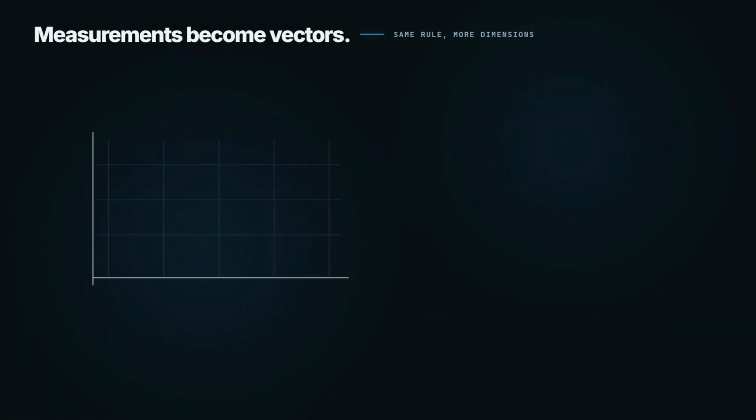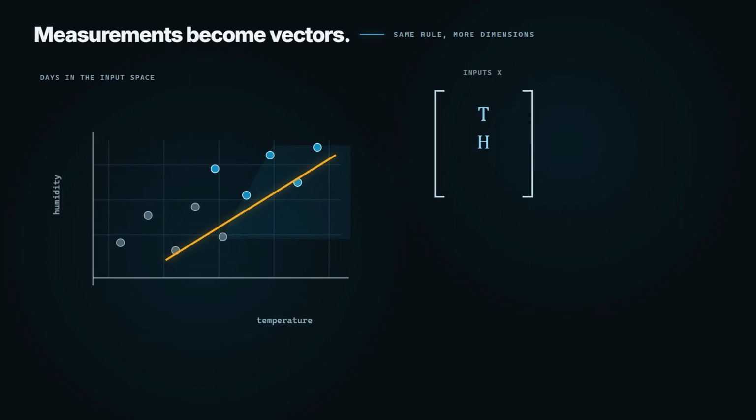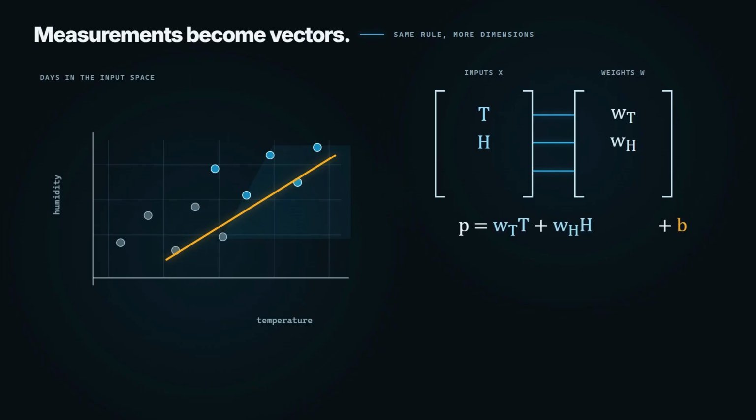Now add humidity. We still have the same neuron, but it receives two measurements instead of one. Temperature and humidity form an input vector x. Their two trust levels form a weight vector w. A vector is only a list of numbers kept in order. The dot product pairs the two lists, multiplies each input by its matching weight, and adds the products. Then the bias joins the total. Written out, that is W temperature times temperature plus W humidity times humidity plus B. Compressed, it is P equals W dot X plus B.